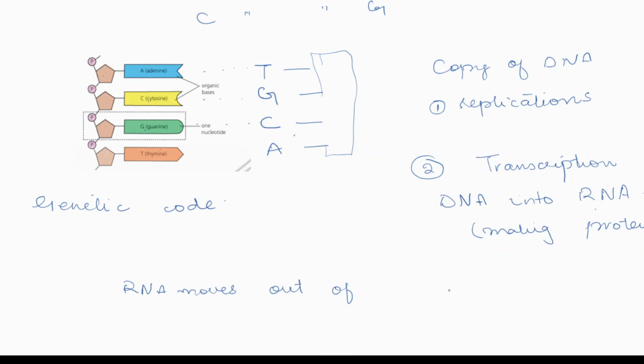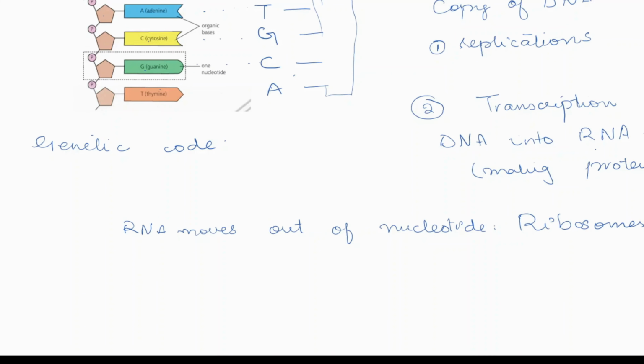And where would it go? To the ribosomes. You must have heard in chapter number 1 that ribosomes are the protein factories. They synthesize protein. So how do they synthesize protein? When they get RNA, RNA is going to code for protein. Now RNA gets attached to the ribosome, and the sequence of RNA, basically a genetic code, determines the type of protein.